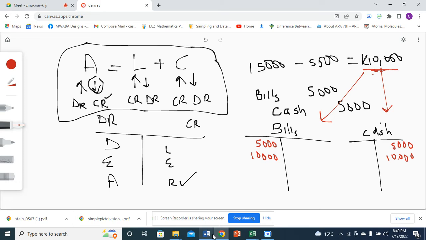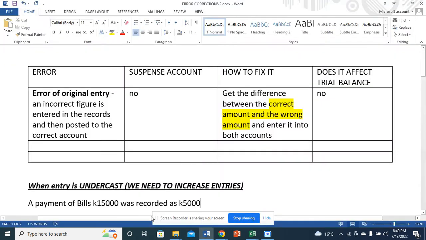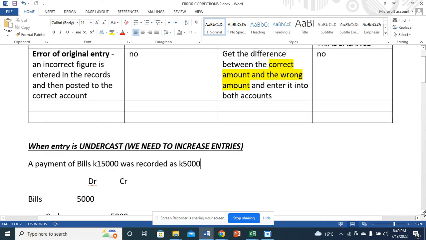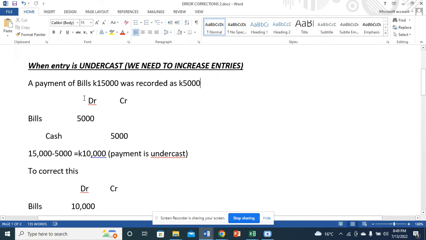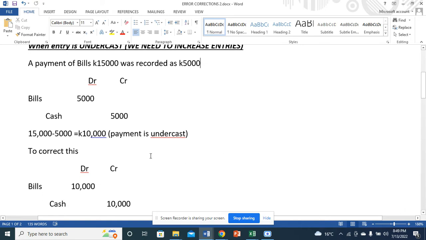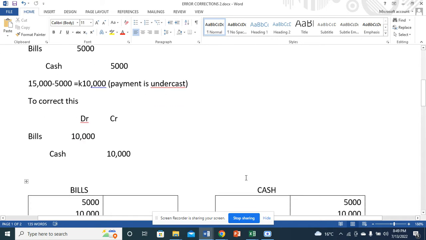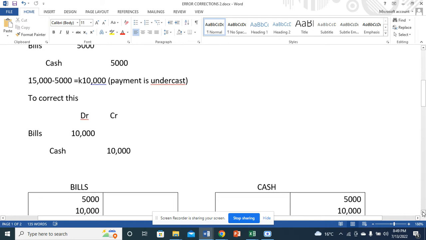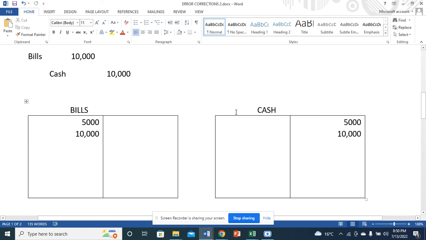This journal entry was undercast. A payment of bills 15,000 was recorded as 5,000. So that's how we fixed the error. Here's this journal entry, and once we credit cash 10,000 and debit bills 10,000, our error has been fixed. Any questions before I move further?